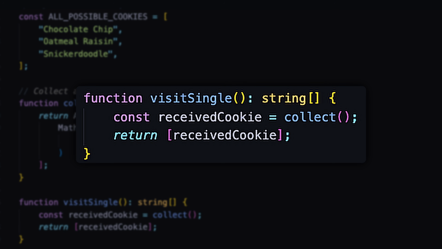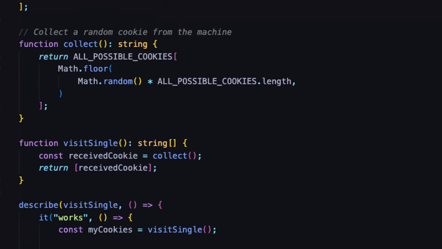It no longer accepts your collection of cookies and modifies it. Instead, it doesn't care what cookies you have already, it just returns you a new collection of cookies. In this case, that means getting a cookie from the machine and putting it into an array with a single cookie in it and returning that new array back to you. And now our tests, in my opinion, are a lot simpler.